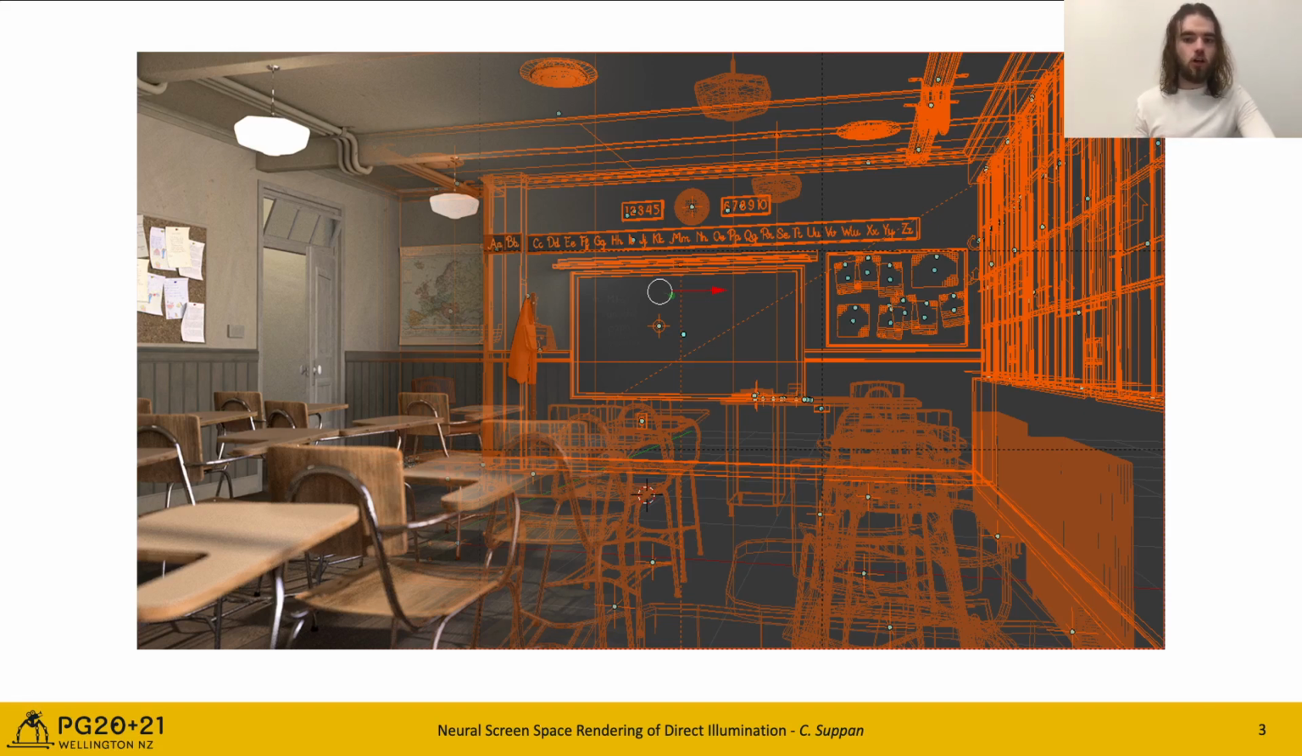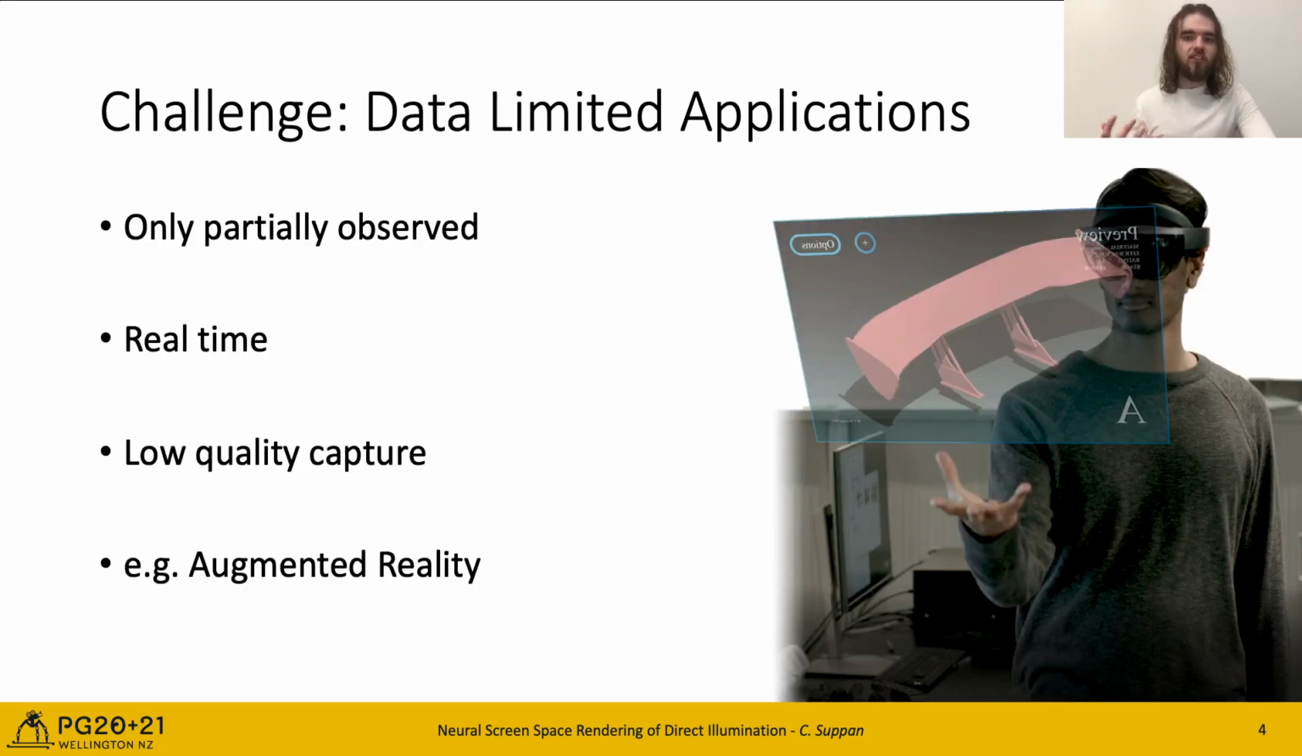Authoring these takes a lot of time and effort, which is fine for offline applications like movies. But what if we don't have access to all that data? What if we can only partially observe something because it is hard or dangerous to get to? What if we don't have time to build a complete scene model because the use case is interactive? What if the quality of the data isn't very good because it was generated by affordable sensors? One such case that immediately springs to mind is augmented reality.